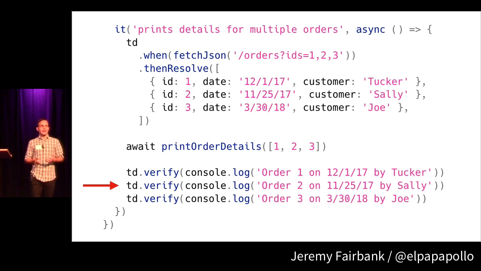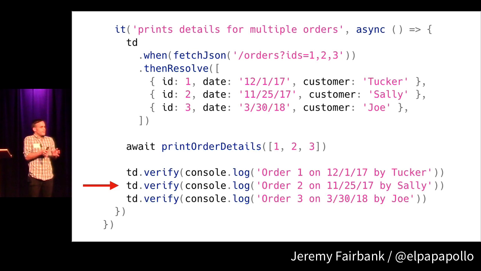And then finally, I can go about making my assertions, and I'm just going to verify that I called that console.log mocked out dependency with the 3 order detail strings. So this is really problematic. We have to go through a lot of steps.